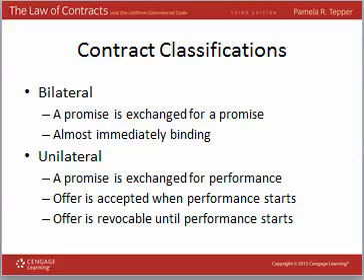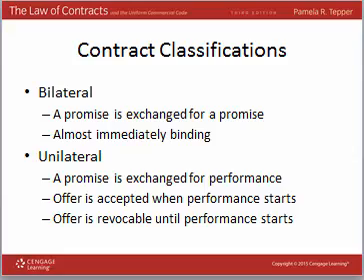Now let's contrast that with a unilateral contract, which is a promise in exchange for performance. What's important here is the binding nature of the contract doesn't arise until performance starts. So in this case, a unilateral contract, rather than be an exchange of promises, is where only one party makes a promise and the other party is required to do some act in return. In a unilateral contract, the act of performing is the acceptance of the contract.